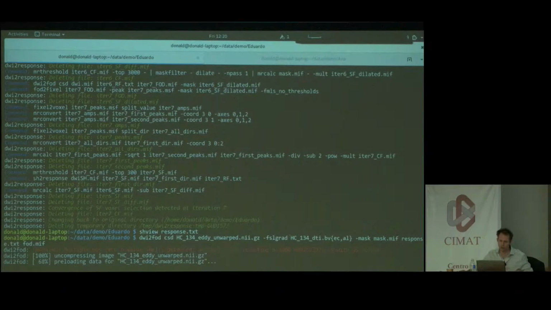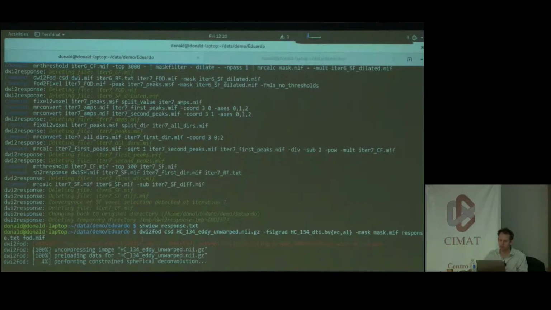So you'll notice that warning here. It's detected it's a multi-shell sequence, or at least that there's not a single b-value in there, so it's selected that b-value here. It always selects the big one, the outer shell. You can tell it which shell if you want to, with the option -shell, the number, not the index, the actual value that you want. So I could put -shell 1000 and get the b=1000.